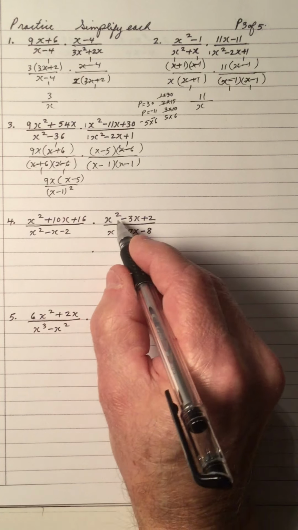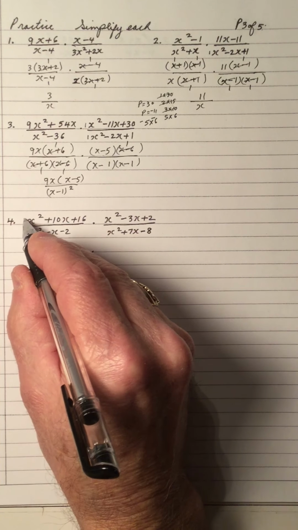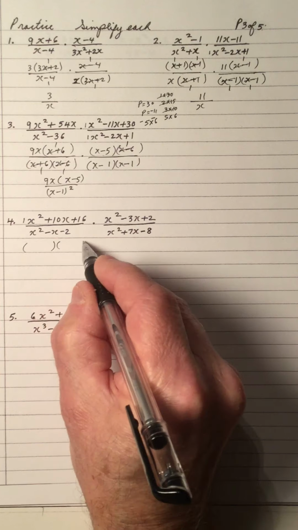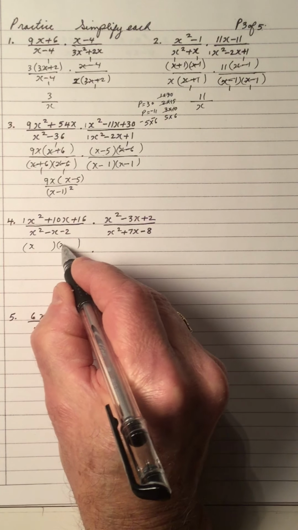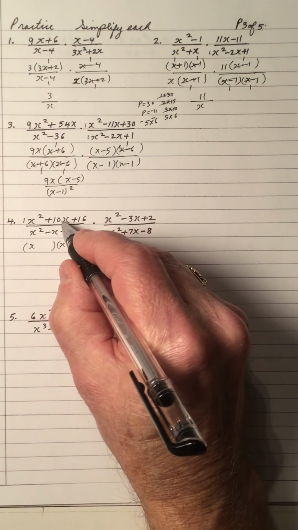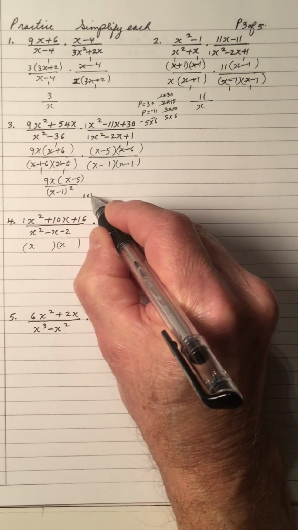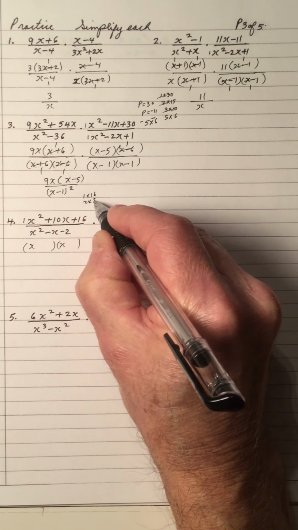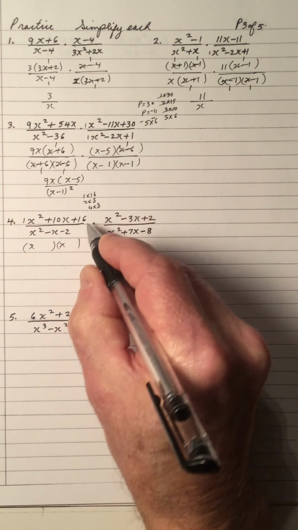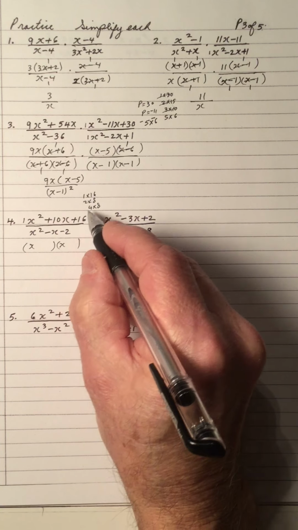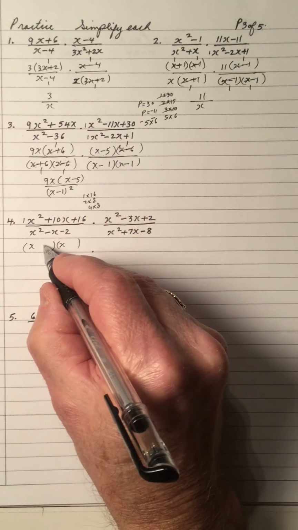So here we go. There's a 1. So we can go with x and x. What's the factors of 16 to give you 10? 16 is 1 times 16, 2 times 8, 4 times 4. So 16 to give you a 10 must be 2 and 8.